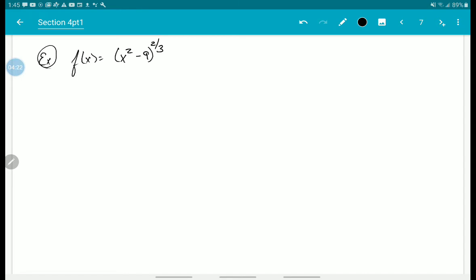Okay, so notice this one's not going to have a domain restriction. This is the same thing as taking the cube root of x squared minus 9 quantity squared. And we know when we take the cube root of something, we don't have any domain restrictions. Also notice whenever we look at that radicand, which is the stuff under the radical, it's always going to be positive because I'm taking a number and I'm squaring it. So I'm going to end up taking the cube root of something that's always positive. So let's start our process.